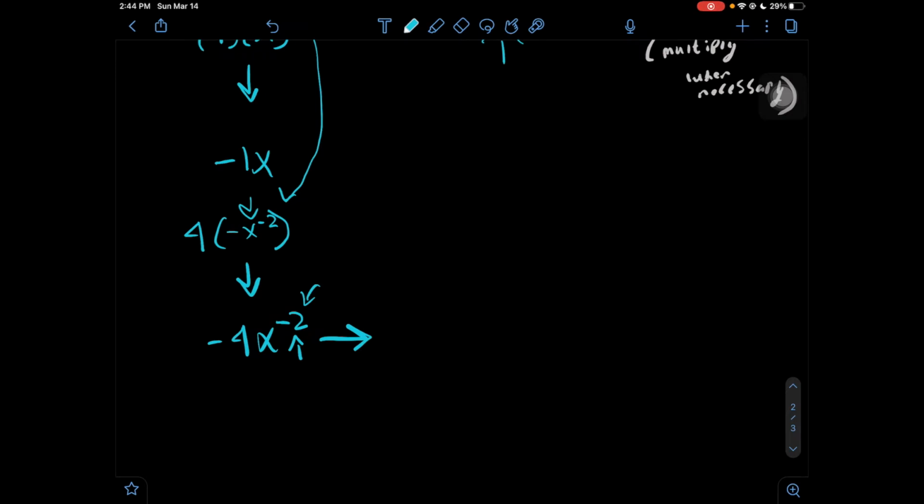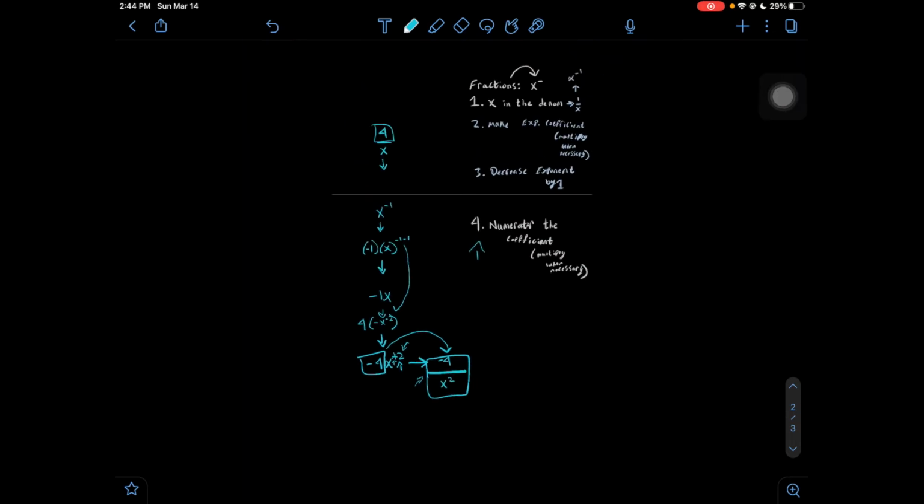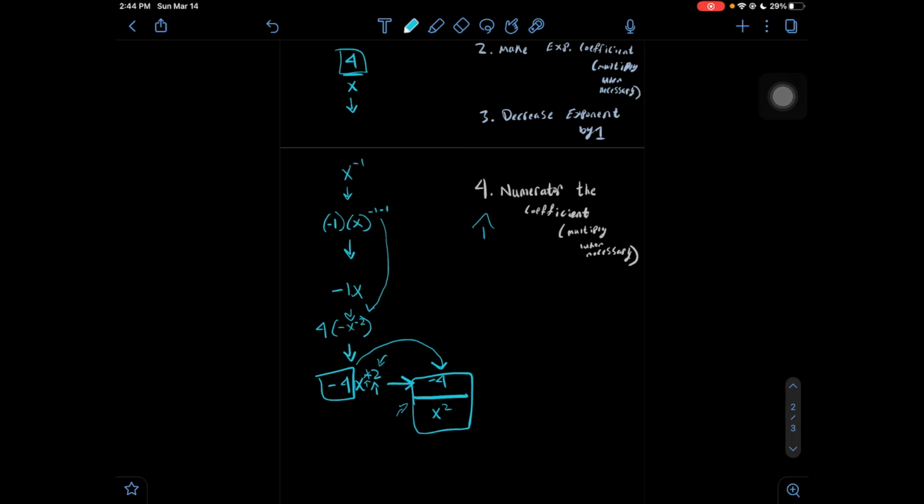Let's see what this looks like. Our coefficient goes back into our numerator. So we have negative 4 over, and this negative is basically what made the fraction. So we get rid of the negative, and this makes it negative 4 over x squared. This means, using the power rule, the derivative of the fraction 4 over x is negative 4 over x squared.